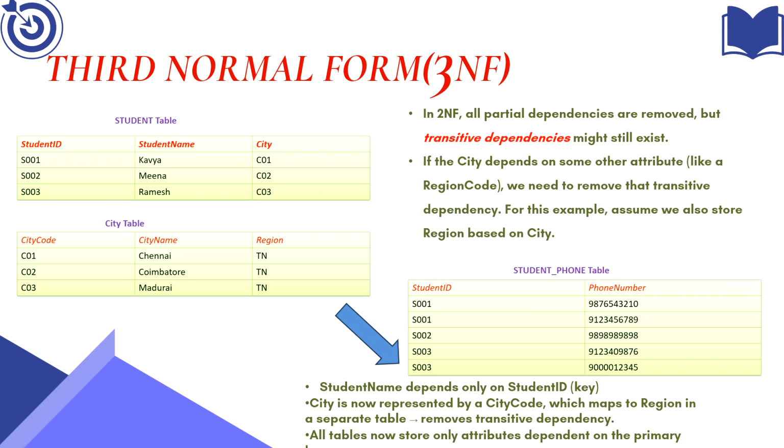Next one, third normal form. Third normal form removes the transitive dependencies. A transitive dependency occurs when a non-key attribute depends on another non-key attribute. For example, if a city depends on a region code and the region code depends on the student ID, we create a new city table that maps city to region. Now, each table contains attributes that depend only on the primary key, ensuring greater consistency and independence.